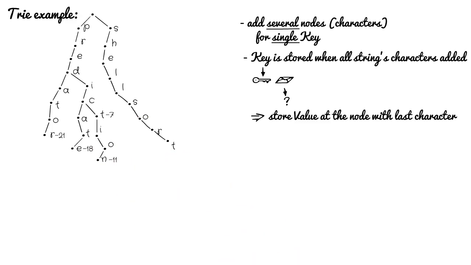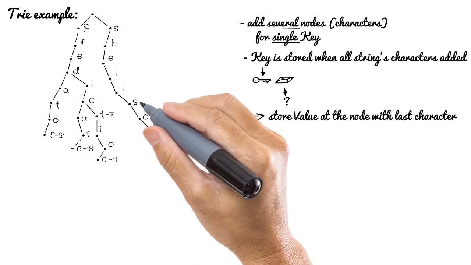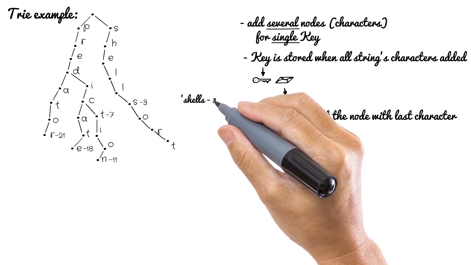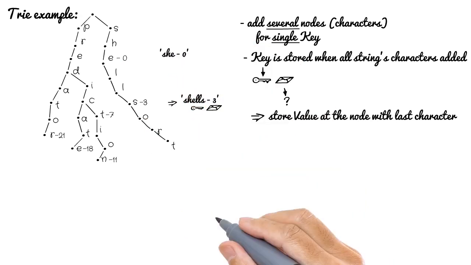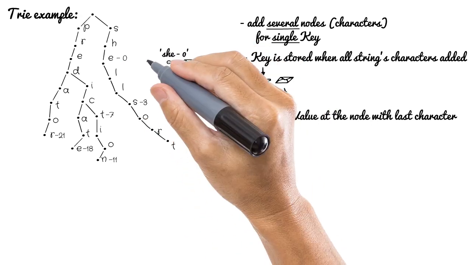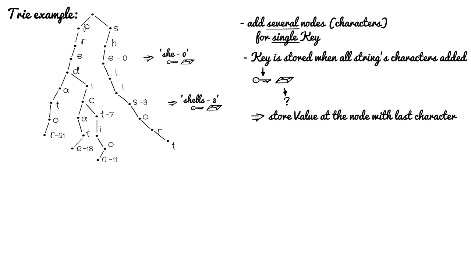If an added string contains any meaningful substrings, each such substring is considered added to the Trie structure only and only when the node with the last symbol of the substring contains a value. For example, we can add key shells with value 3, and later add key she with value 0. Only after adding value 0 at the node with the symbol E is the key-value pair she 0 considered added. Similarly, we can add the word shell sort and the word shell.